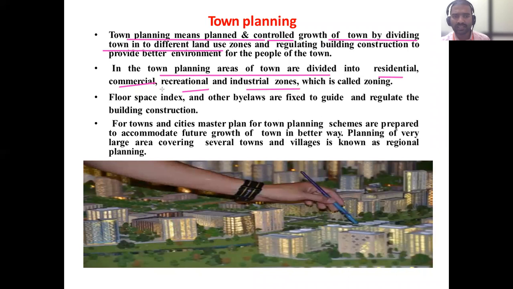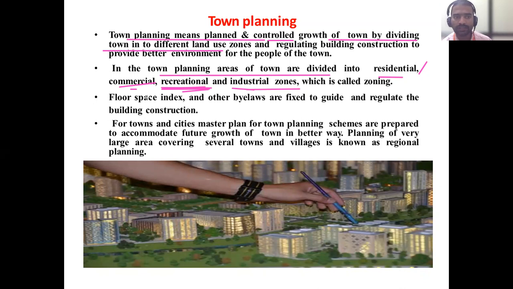Okay, so what is recreational? Recreational means your entertainment area. So a cinema theater will come in recreational. If there is any drama theater, where a drama is going on, it will come under recreational. So it is just an entertainment area. Residential area you know, commercial you know, recreational means entertainment area, industrial zones means factory zones, you know. So these all are the different zones.